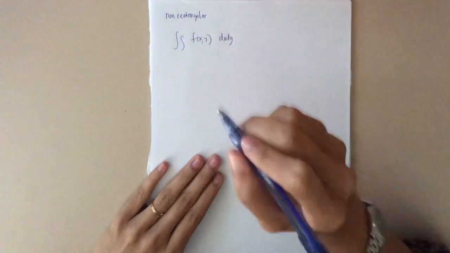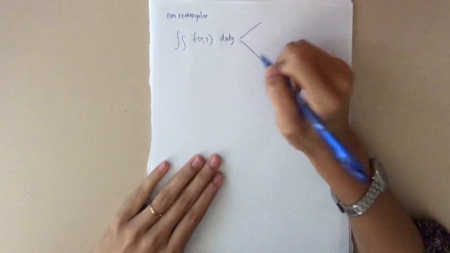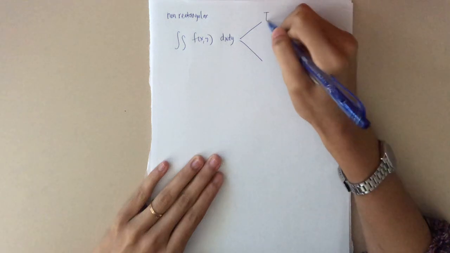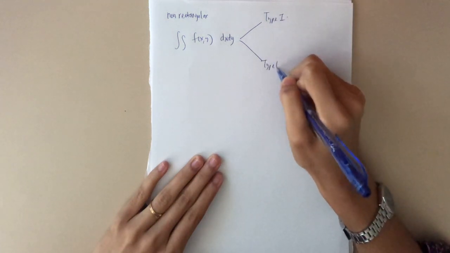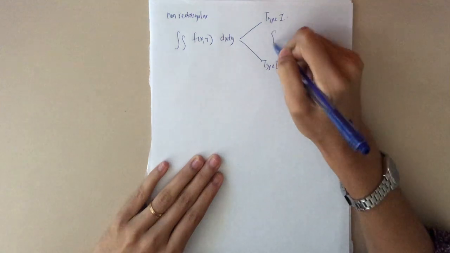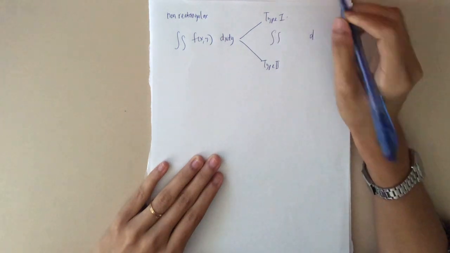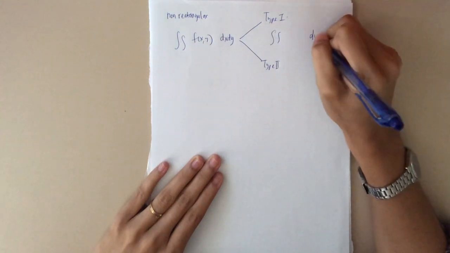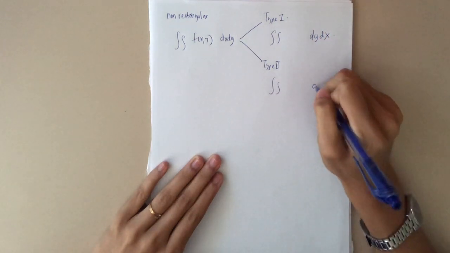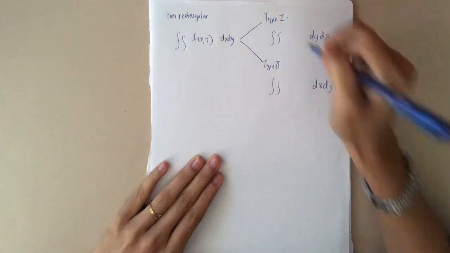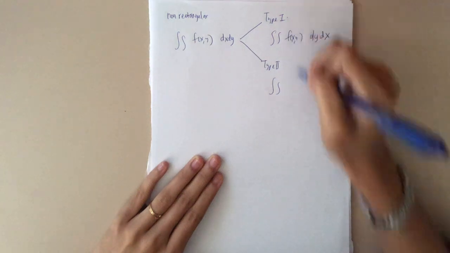For example, now your limit here. I already mentioned to you there can be two types, right? Type 1 and type 2. Type 1 is when you integrate dy dx, and type 2 is when you integrate dx dy. So inside here is your function.